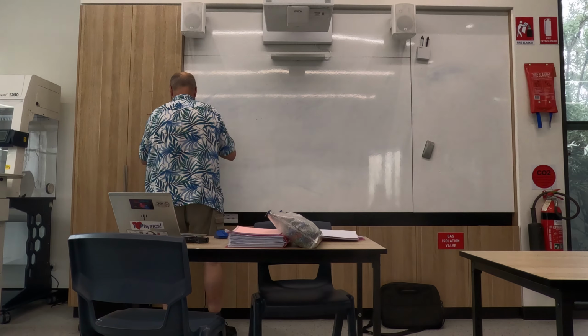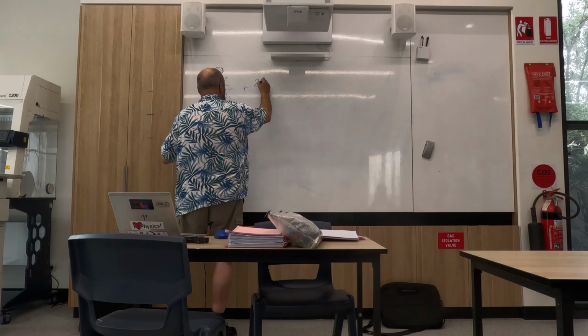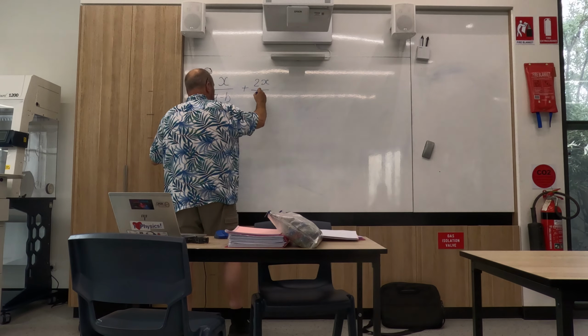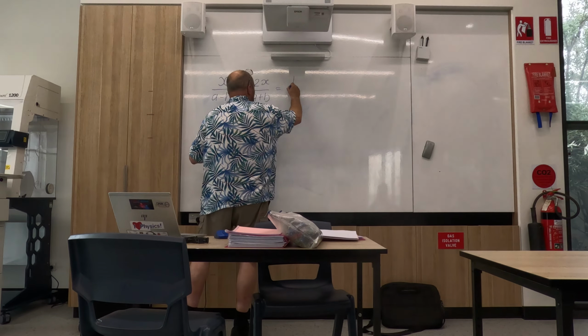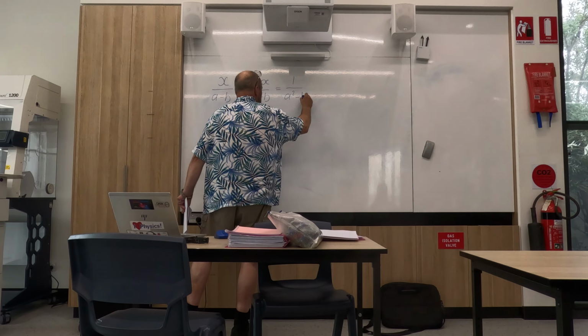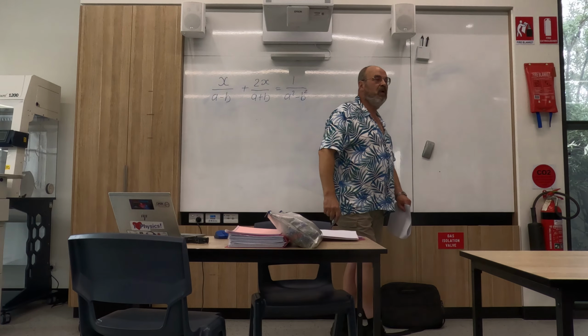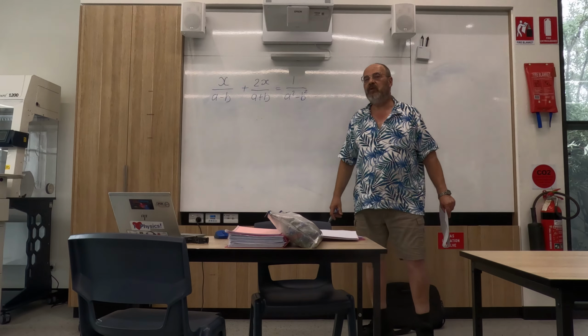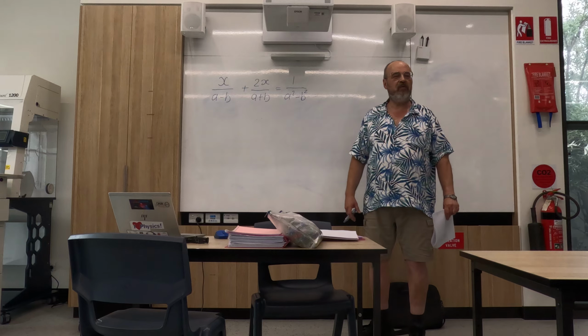So we have x over a minus b plus 2x over a plus b equals 1 over a squared minus b squared. When we have an equation with a few fractions involved, what will be the best, the fastest and easiest way to solve this equation? Common denominator.